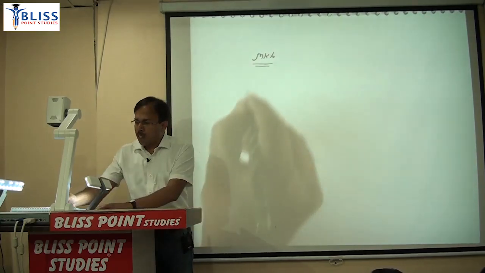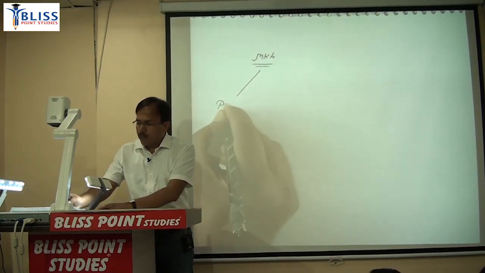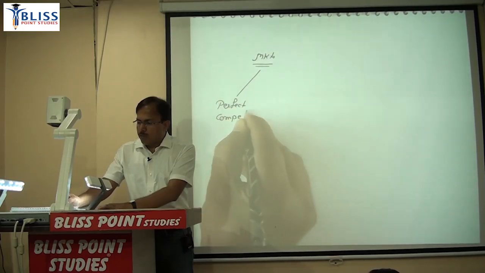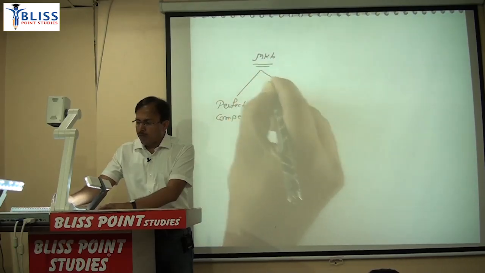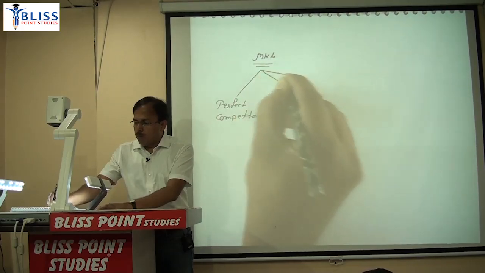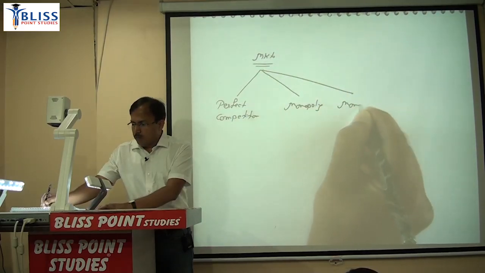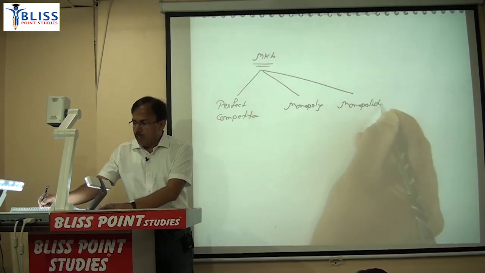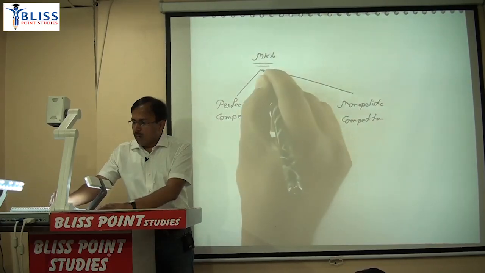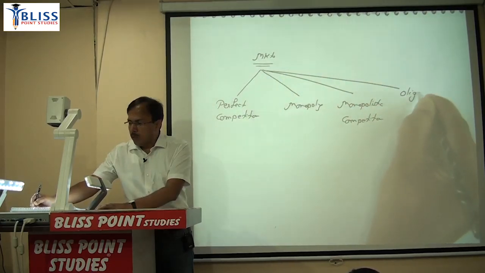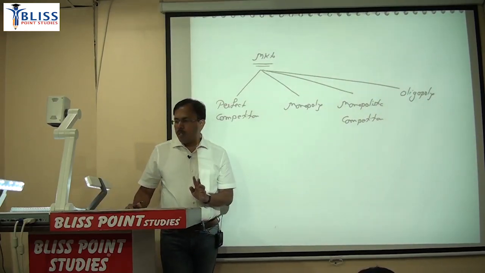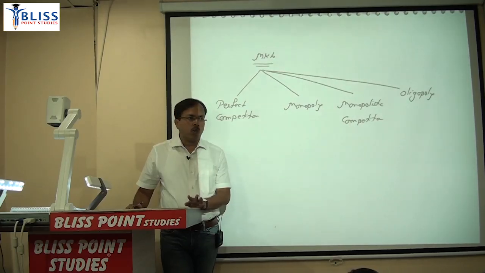So based upon the number of sellers, the market can be a perfectly competitive market or perfect competition market, a monopoly market, monopolistic competition, and the market can be of oligopoly. Perfect competition, monopoly, monopolistic competition, and oligopoly.